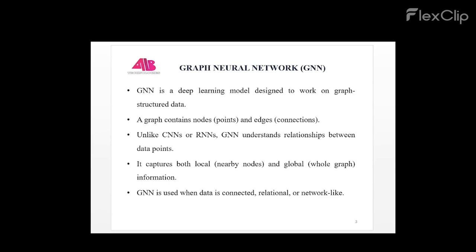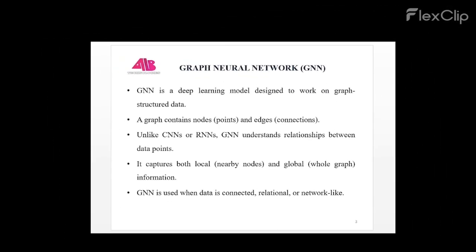A GNN learns in two ways. First, it gathers local information from nearby nodes, like talking to your close friends. Then it also understands global information from the whole graph, which gives it a bigger picture of the network.